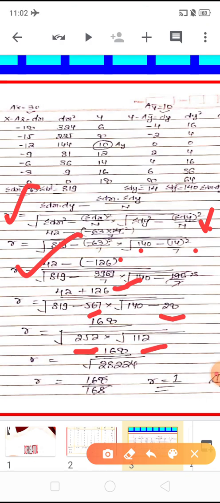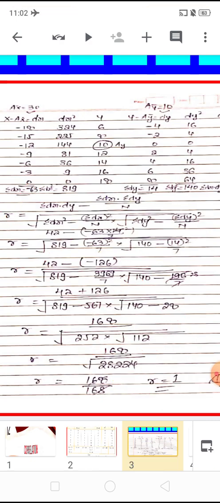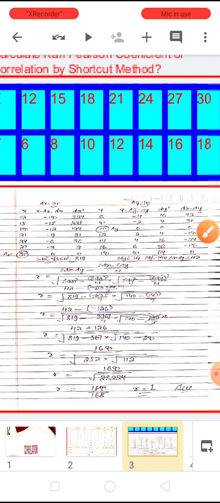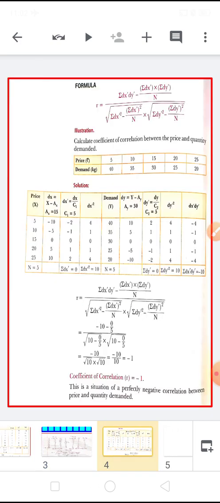So in the numerator we have 168, and the square root of 28,224 is again 168. So 168 divided by 168, we get the correlation, which is 1. So this is the way such kind of numericals can be solved. Now we'll take one more numerical to help you understand well.